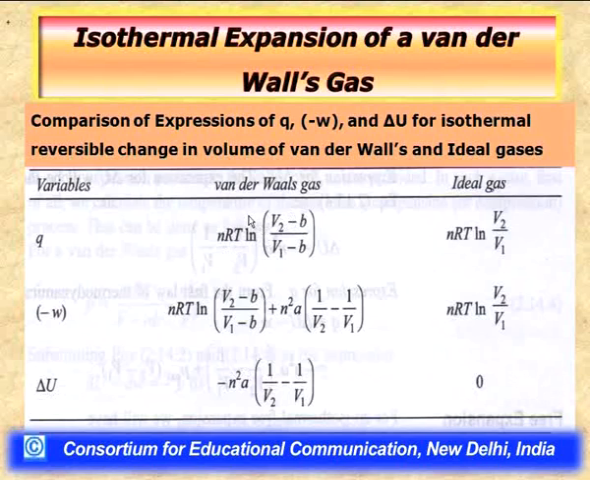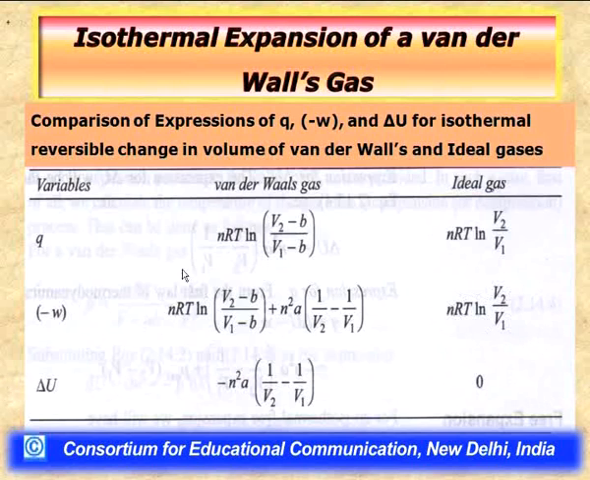When we carry out expansion of a van der Waals gas under reversible conditions, these are the values: Q is nRT ln((V2 minus b) divided by (V1 minus b)), and you can compare its value with that of an ideal gas, which is nRT ln(V2 by V1). Similarly, the work involved is different from the reversible expression of work under isothermal condition.